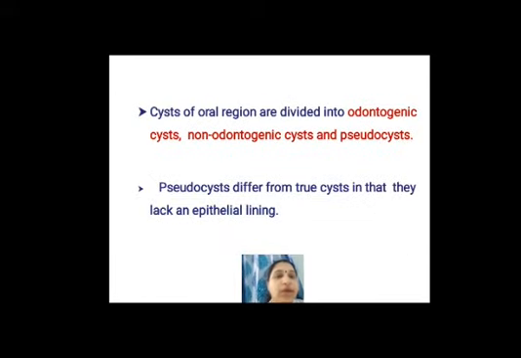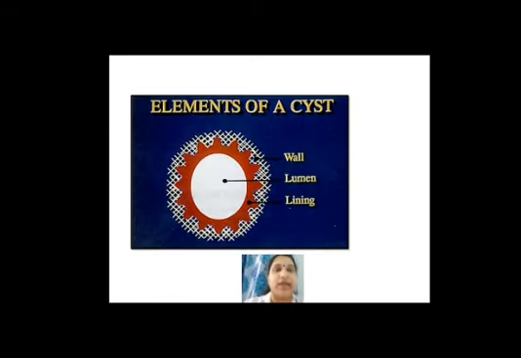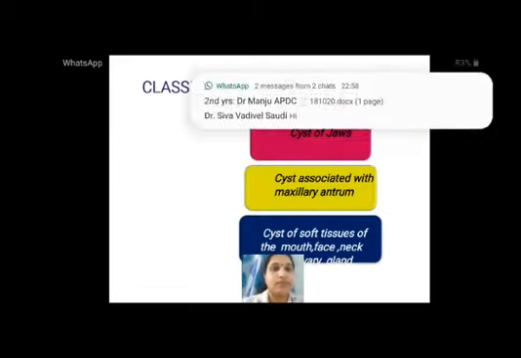So cysts of the oral region can be divided into odontogenic cyst, non-odontogenic cyst and pseudocyst. Pseudocysts differ from true cysts because they do not have an epithelial lining. If you take a true cyst, it will contain a cavity called a lumen. That lumen is surrounded by an epithelial lining, which is in turn surrounded by a connective tissue wall.